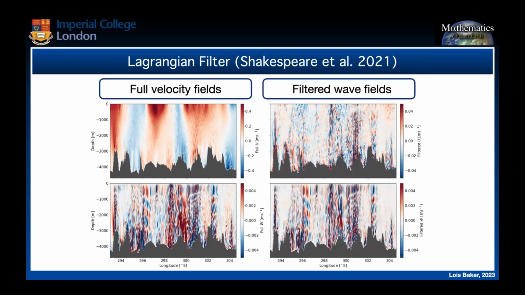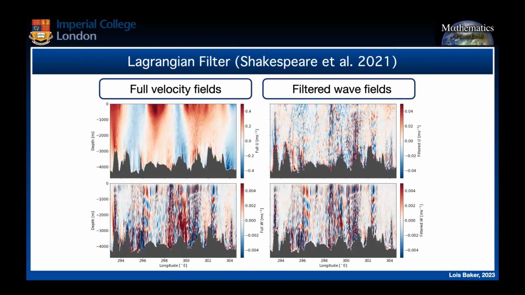So these are the filtered wave fields. Again, at the top, the zonal velocity, and at the bottom, the vertical velocity. You can see the vertical velocity hasn't really changed much, so lots of what was there before was internal waves. But the zonal velocity, it's really pulled out the internal waves. There's a factor of 10 difference in the color bar as well. Okay, so then we have a set of filtered wave fields.